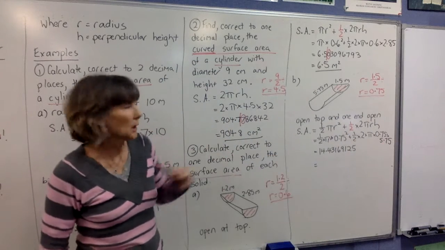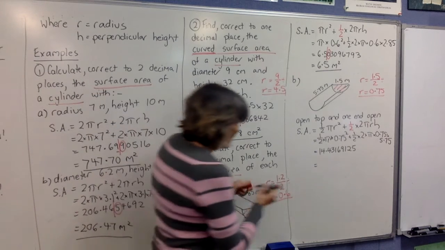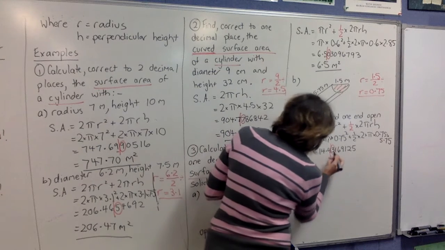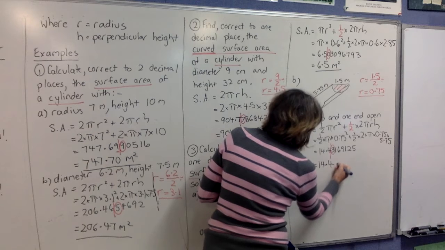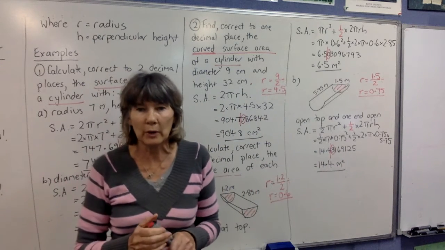And if you put it in your calculator, you'll get that answer. And now we're rounding off to 1 decimal place like we did before. And your answer will be 14.4, and it's metres squared. Okay, so we'll come back in the next video and just do a few more examples on this one.